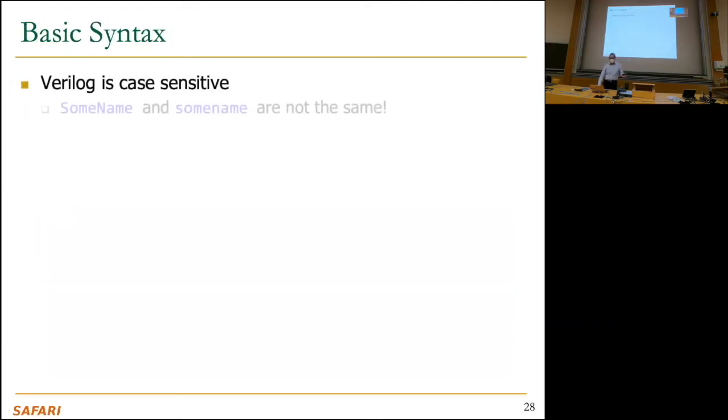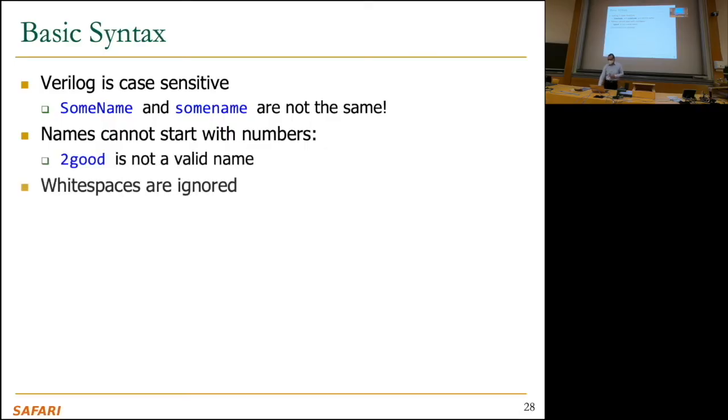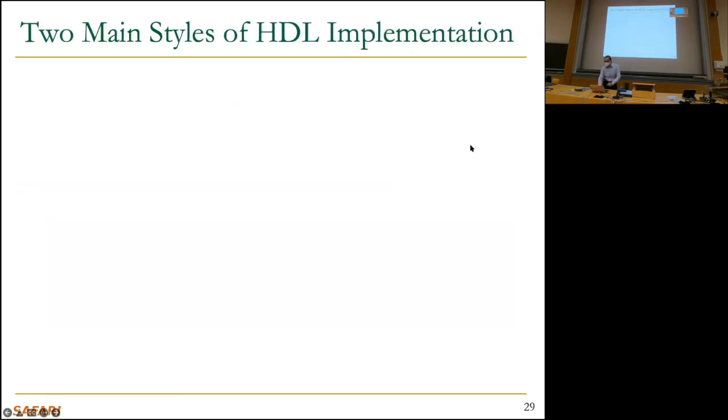So Verilog is case sensitive. So these are different things in Verilog. That's the choice the language designers made. Names cannot start with numbers. Again, white space is ignored. So hopefully these are obvious. And you will really get to know these once you actually go over things.